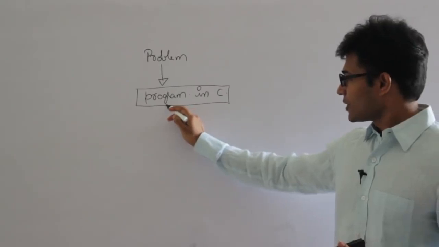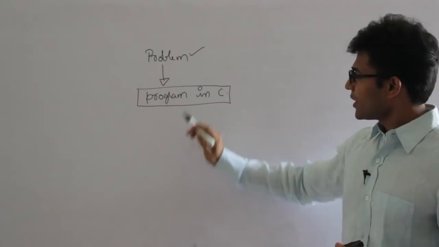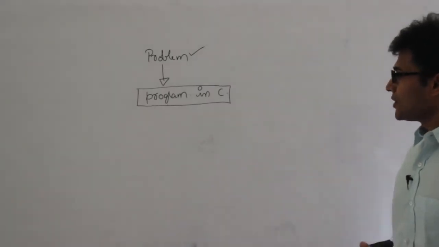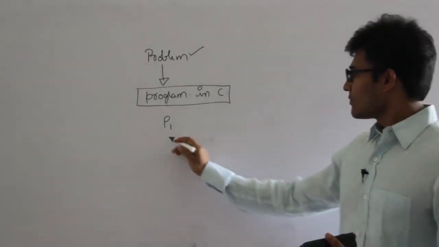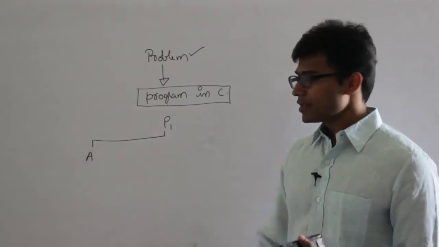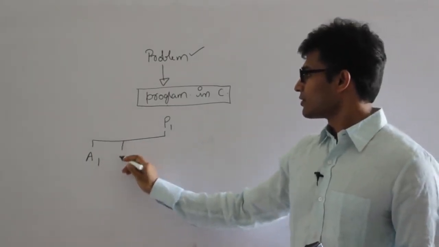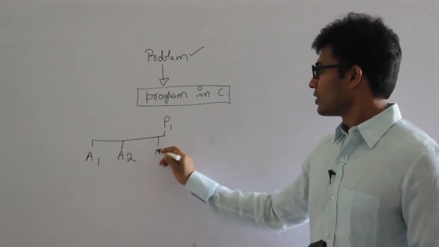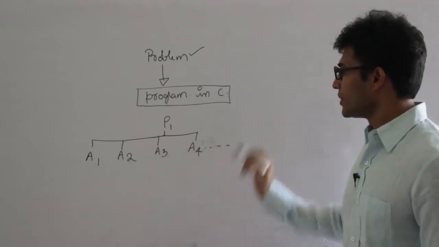So before solving any problem, we have to write a program, and for writing a program we need an algorithm. In general, if there is a problem P1, then there might be many solutions, right? Let me call each solution an algorithm. So there may be many algorithms, A1, A2, A3, A4, and so on. There will be many solutions.